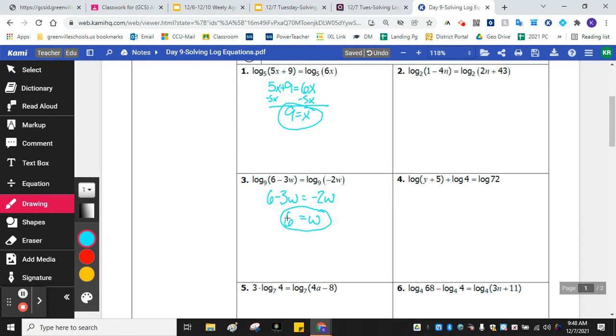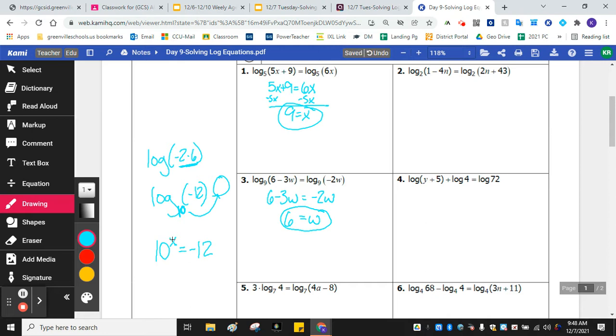So if I plug 6 into this equation right here, I will get log of negative 2 times 6. And you can't take the log of a negative number, so negative 12. Because this is a base 10. Remember, the common log has a base 10. Because you're saying 10 raised to some number equals negative 12. And that's impossible.